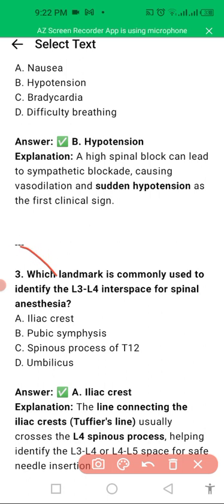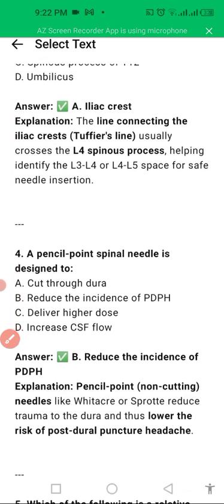Next one is which landmark is commonly used to identify the L3 L4 interspace for spinal anesthesia? That is the iliac crest. The iliac crest is a landmark to determine the L3 and L4 level for spinal anesthesia.